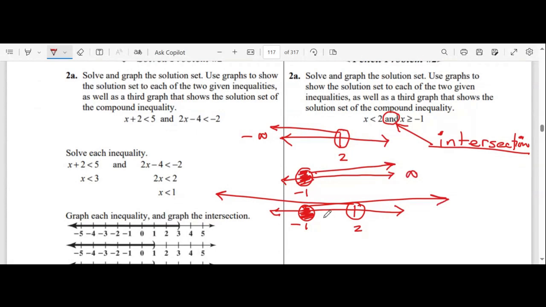So where do they intersect? From where to where? -1 to what? 2. 2 is what? Open. -1? Closed. Is this clear? Because we are doing an intersection. Intersection means what? Clear? Move on.